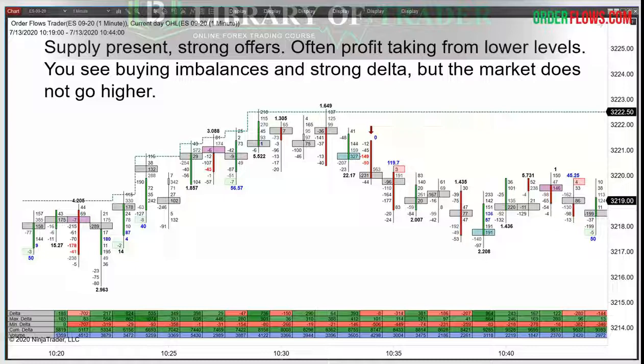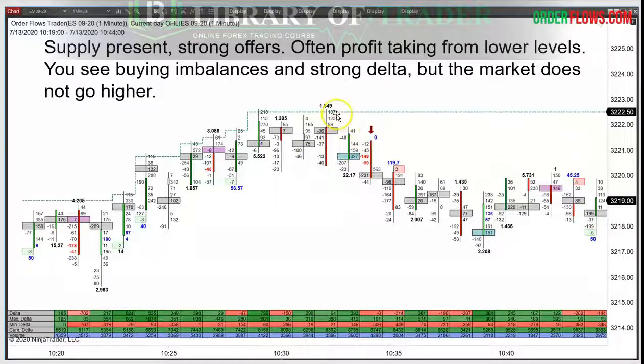Here we've got supply present, right? It's lifting all these offers, but the market's not going any higher. Even here, right? It's the same high, not a new high. You've got positive delta the bar before, positive bar the bar after. The market's not going anywhere. It's not going any higher, right? That's not a good sign.